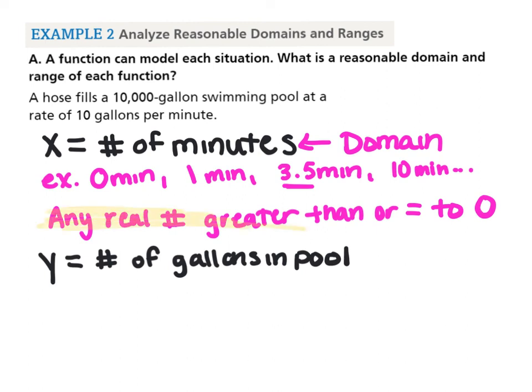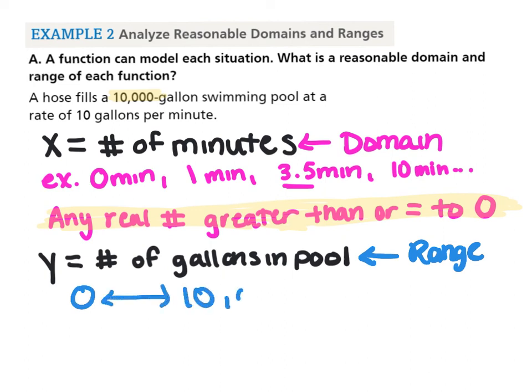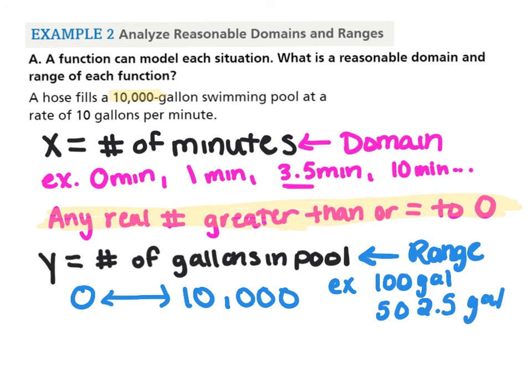Now for the range, we're talking about the number of gallons in the pool. What we should notice is that we're filling a 10,000-gallon swimming tank. So we know that for our range, which is our y values, we're talking about numbers between 0 and 10,000. Now these could be anything. It could be a whole number. So for example, I could have 100 gallons. I could have a decimal. I could have 502.5 gallons.